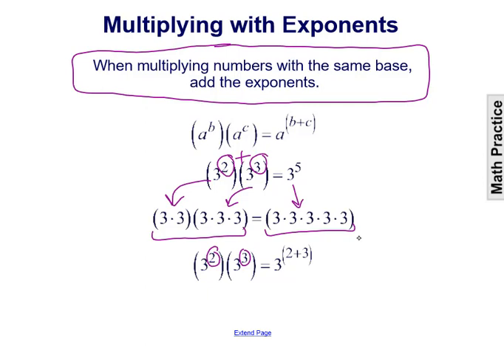So again, any base a raised to any exponent b or c, if we multiply those expressions, you'll get a to the b plus c. When multiplying numbers with the same base, add the exponents.